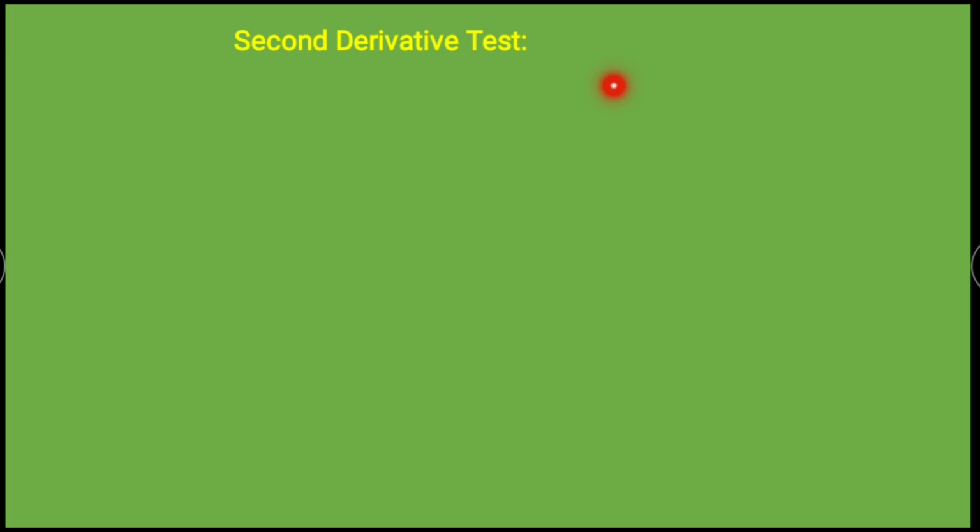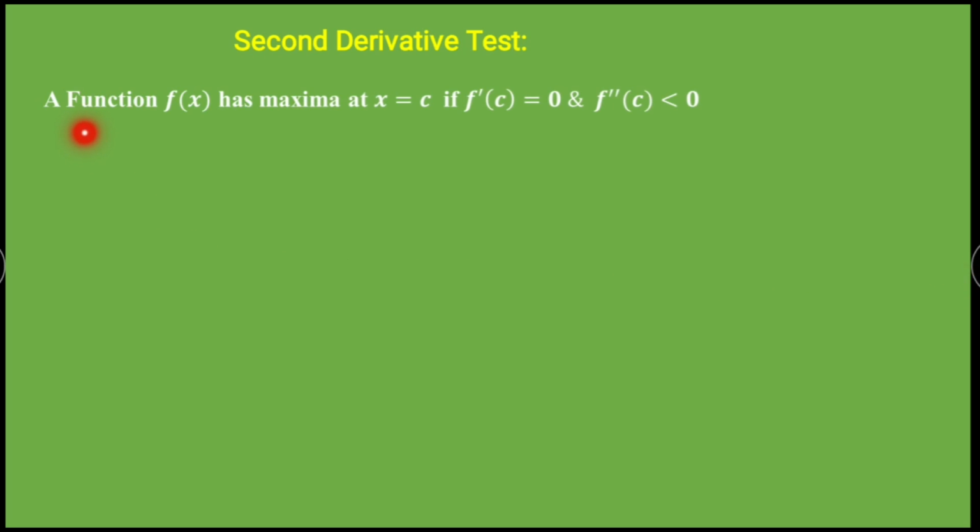Then the second derivative test. Mostly for solving problems we use this second derivative test. So see here, a function f(x) has maxima at x equals c if f'(c) equals 0 and f''(c) less than 0. That means here we have to check only these two conditions for the maxima or minima of a function at a given point.